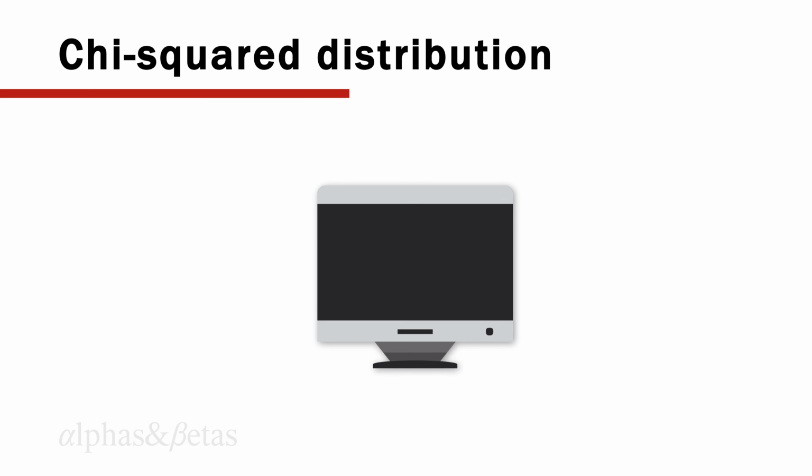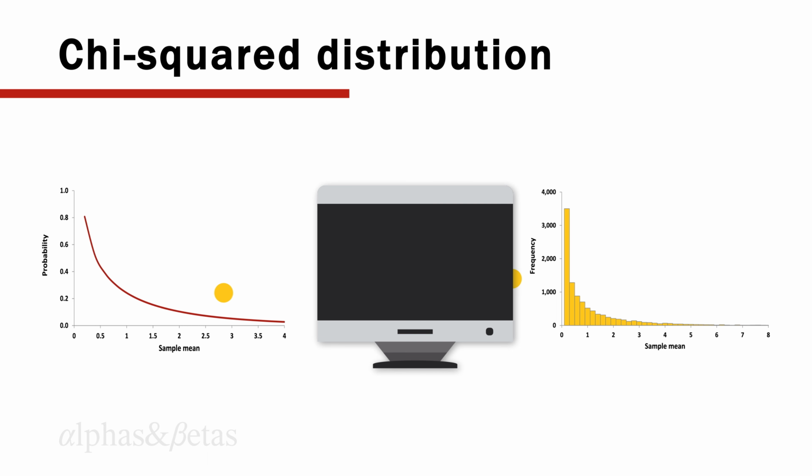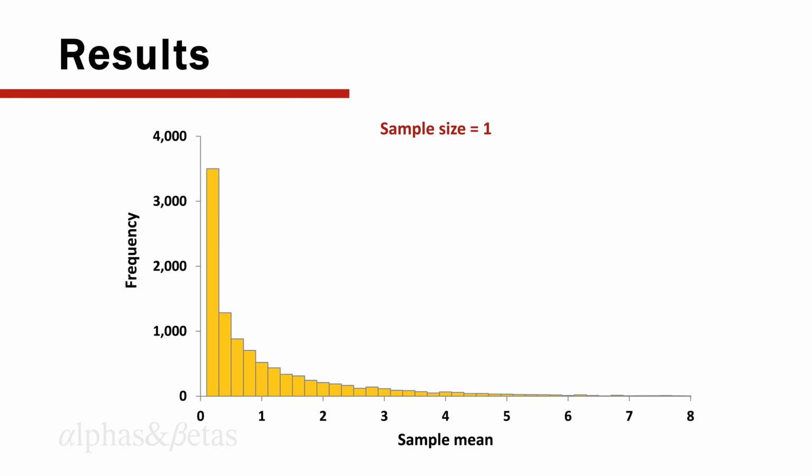Let's test the CLT on something really skewed. As skewed as you can think of. A chi-squared distribution with 1 degree of freedom. We ask the computer to draw 10,000 observations. This is the sampling distribution for a sample size of 1. What if we draw 2 observations at a time and average them? This is the sampling distribution for a sample size of 2. Let's average 5 observations. 10 observations.